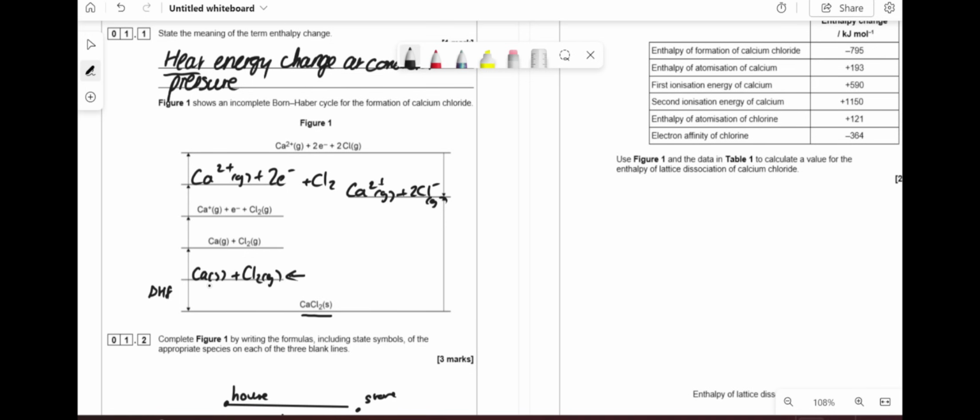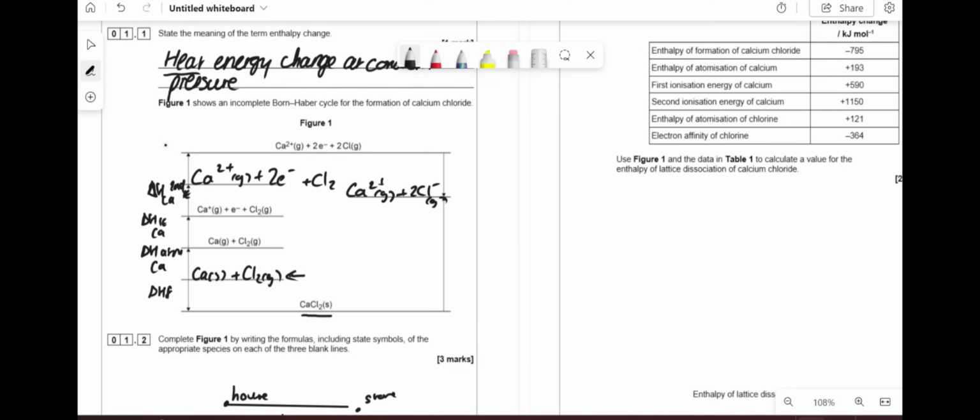So we're going from calcium solid to calcium gas here. So this is atomization of calcium, because you're atomizing the calcium. And we're going from Ca to Ca+, so that has to be the first ionization energy of calcium. And then likewise, this has to be the second ionization energy of calcium.